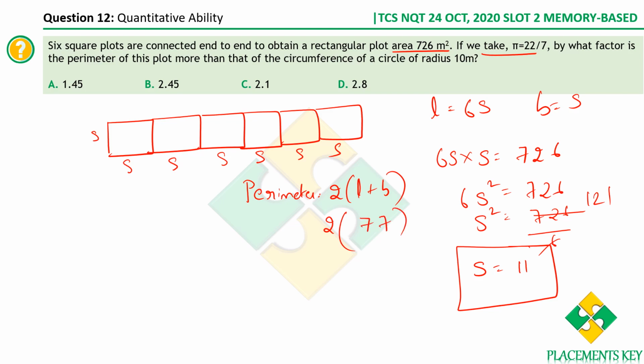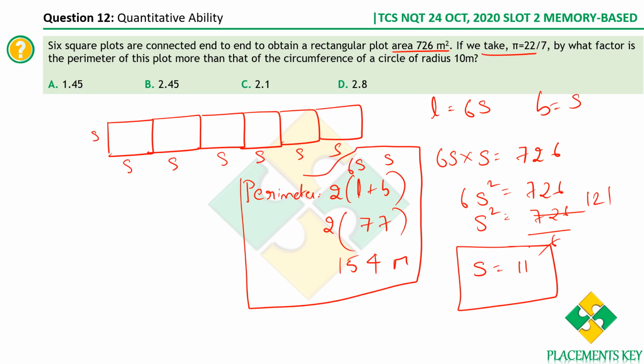I'm writing it directly. Length is 6s, breadth is s. So 6s plus s is 7s. 7 into 11 is 77. So 2 into 77 is 154 meters. This is the perimeter of the rectangle that we have got. What are they asking now? By what factor is the perimeter of this plot more than the circumference of a circle? So let's first calculate the circumference of the circle.